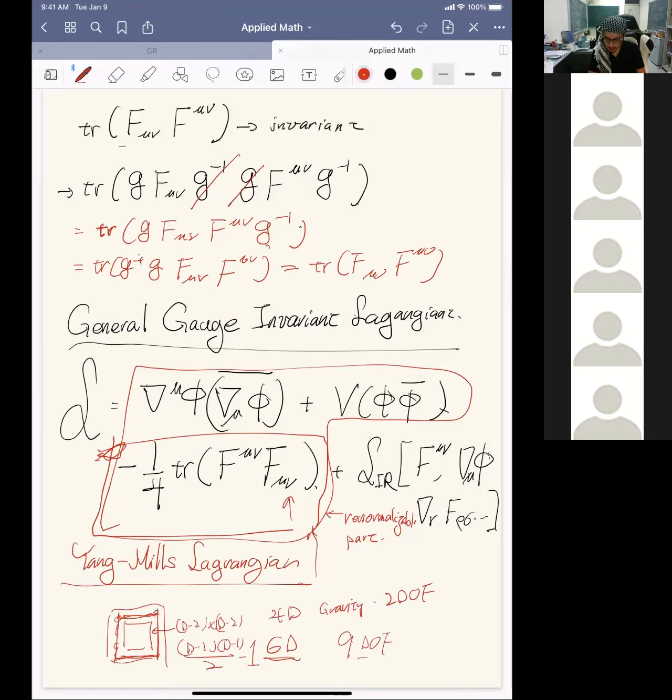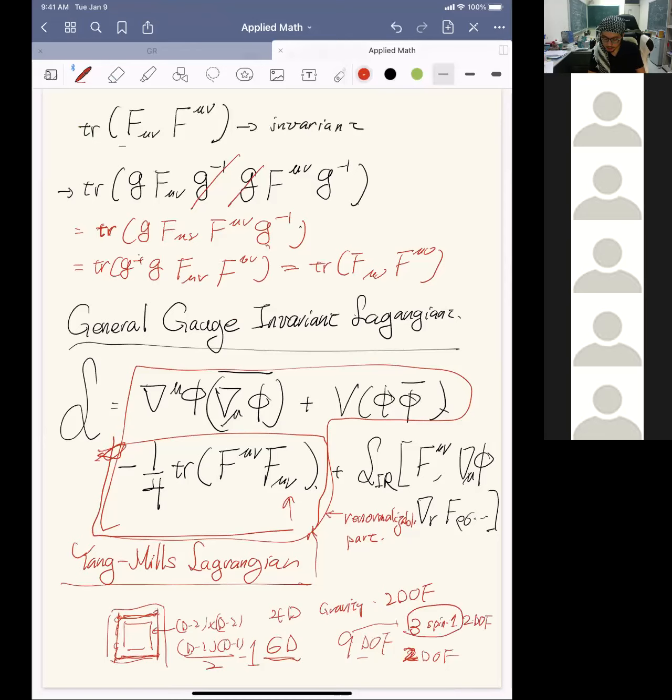So if you start with D equals 6 and then you compactify down to 4 dimensions, you'll see that you're going to get 2 degrees of freedom associated with gravity. For massless fields, a massless spin 2 has 2 degrees of freedom. A massless spin 1 also has 2 degrees of freedom. So actually here you have 3 spin 1, which is of course 2 degrees of freedom.